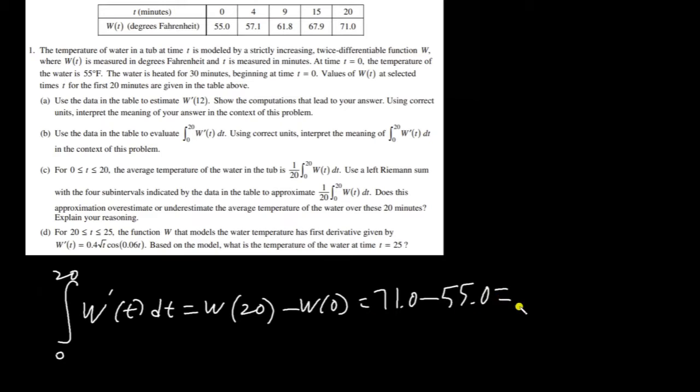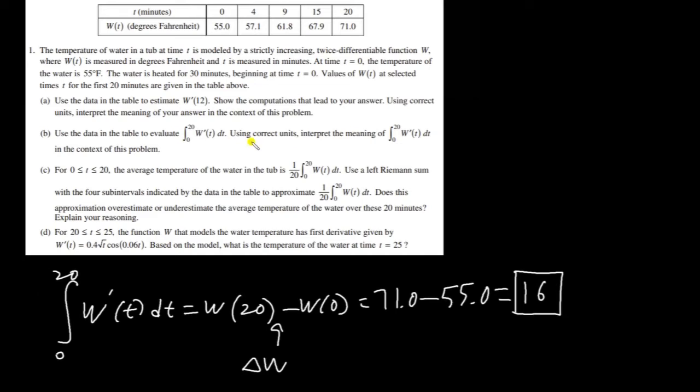So when we do the subtraction, we get 16. Now let's figure out what this means. Let's focus on w of 20 minus w of 0. This is just delta w, the final value of w minus the initial value of w. So this is telling us how much w changed between 0 and 20. And since w is the temperature of the water in the tub, this delta w is telling us how much the temperature of the water in the tub changed from 0 to 20.